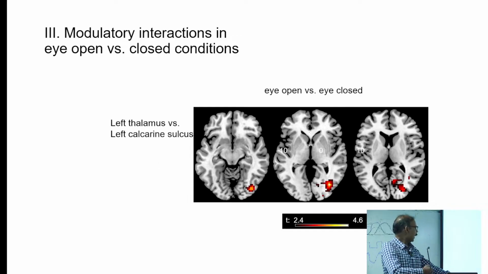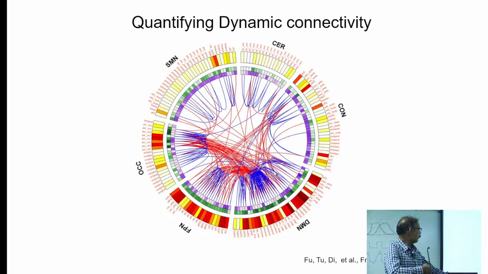So then, if we were to quantify this, what we show is that this is the somatomotor network, right? Default mode.